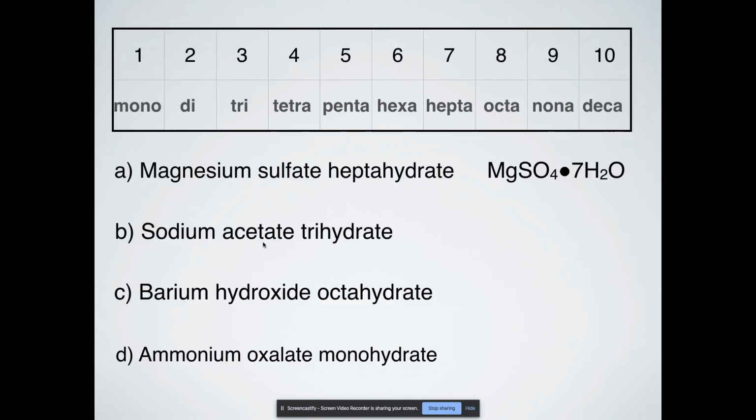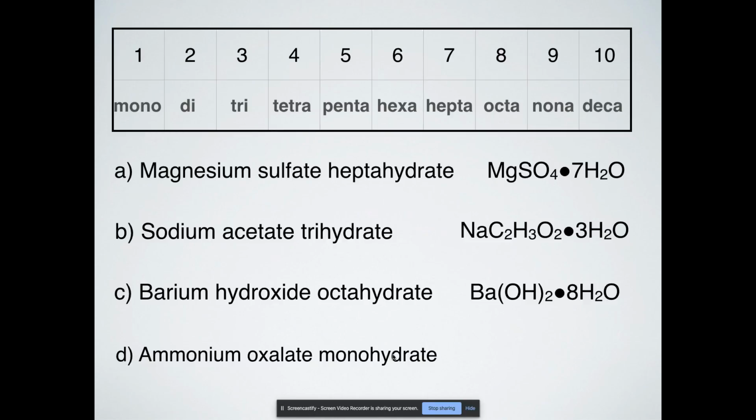Next, I've got sodium acetate. If you don't remember, sodium is Na+, acetate is C2H3O2-. And then trihydrate means I have 3 water molecules. So it would look something like this. Next up, barium hydroxide. Barium is a 2+, hydroxide is OH-. So think about this. If I'm moving my 2 from my barium all the way down to the hydroxide, I'm going to need to make sure that I put this in parentheses. Octahydrate, that's 8. So it would be Ba(OH)2 times 8 water molecules like that.